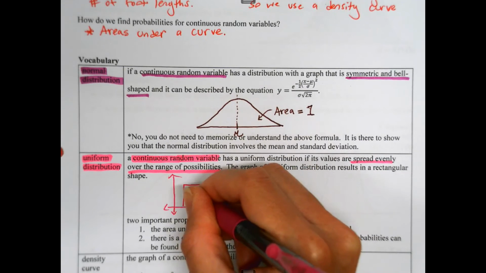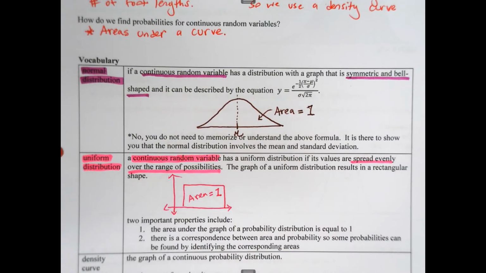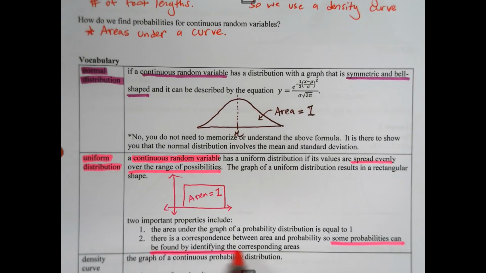The area is still equal to 1. And two important properties. One, that the area is equal to 1. And the other one, there is a correspondence between area and probability. So some probabilities can be found by identifying the corresponding areas. So that's going to be a key thing, that area is equivalent to probability. And that's going to happen also with a normal distribution.